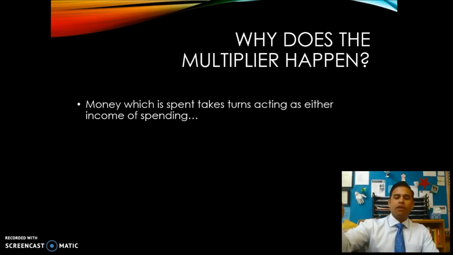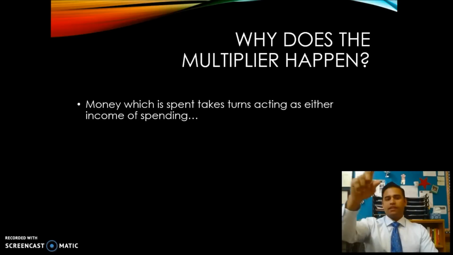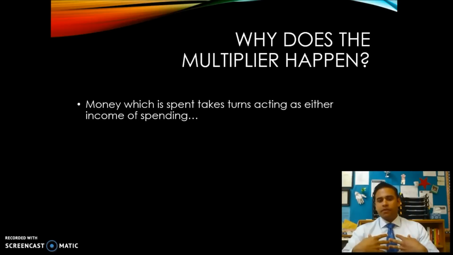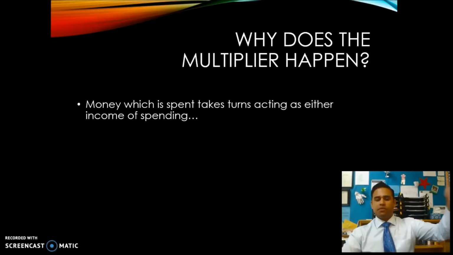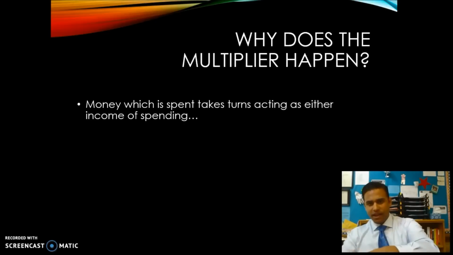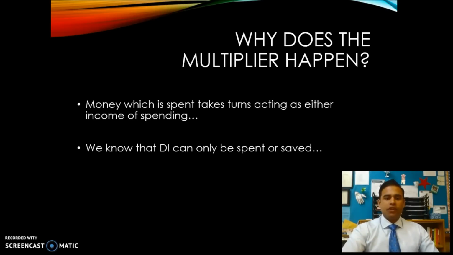So as this money takes turns being spent and then becoming income, the new person who receives income is only going to spend a certain amount, and so some of it gets saved. So the amount that they spend is a little bit less, and so the amount that the next person earns is a little bit less, and then they put a little off to the side and save it, and then they spend it again. So as this money cycles through the economy, it's becoming less and less. Okay, so we know that it can only be spent or saved.